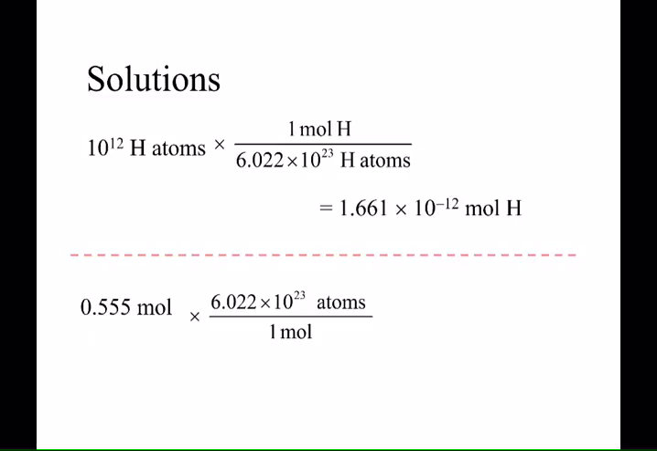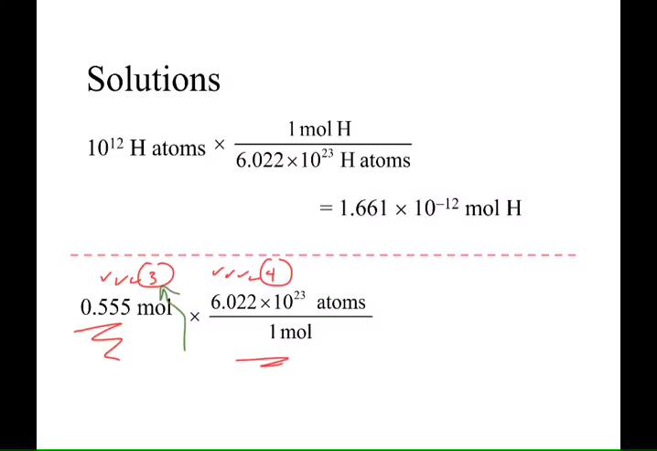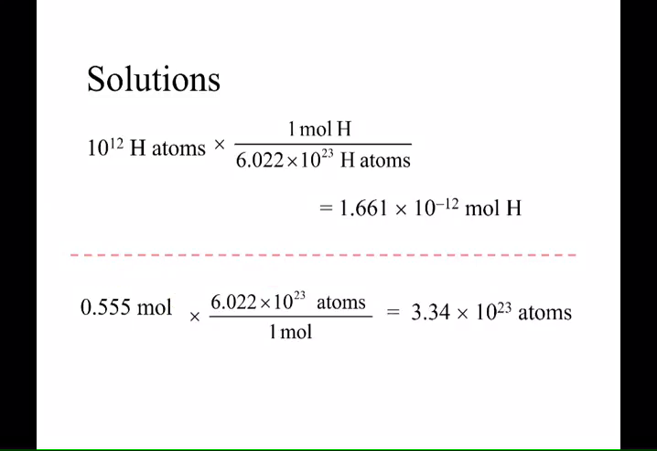Now in this one, I'm hoping you're good with this. Is there uncertainty brought here? Yes. There's 3 sig figs. Is there uncertainty brought here? Yes. I got 4. So we need to round according to what? 3 sig figs. So is this what you get? I got 3.34 as the coefficient times 10 raised to the 23rd atoms. I hope that makes sense, because 0.555 is about a half, and about a half of 6.022 is 3.34 times 10 to the 23rd.